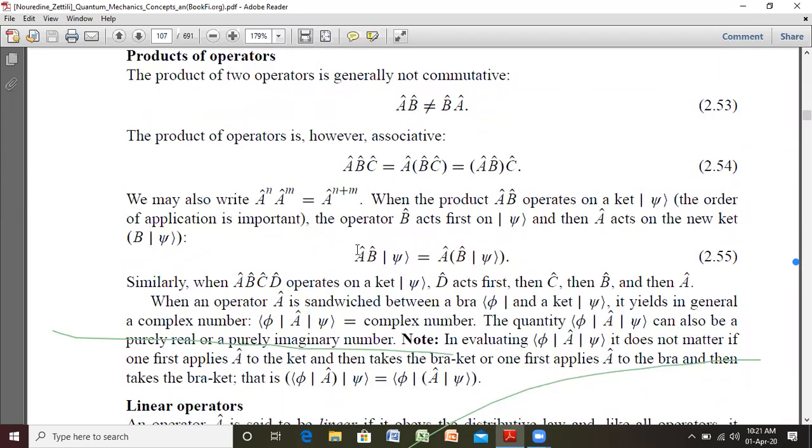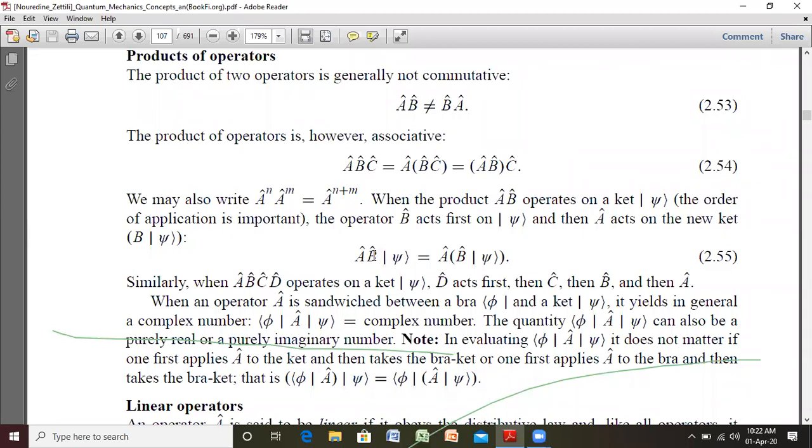Then if you are operating two operators at the same time, A and B are two operators, and we are operating on a state psi, what does it mean? It means we are operating B first, and there will be an answer, and on that answer we will operate A. It will be like this. This bracket shows that B operates first because the closest operator operates first. B is the closest to this ket.